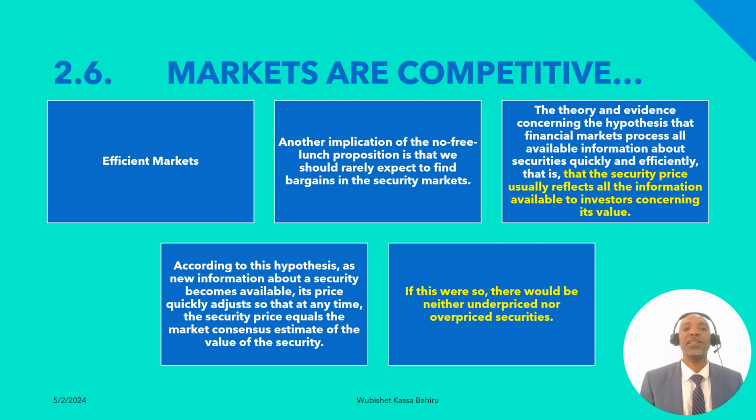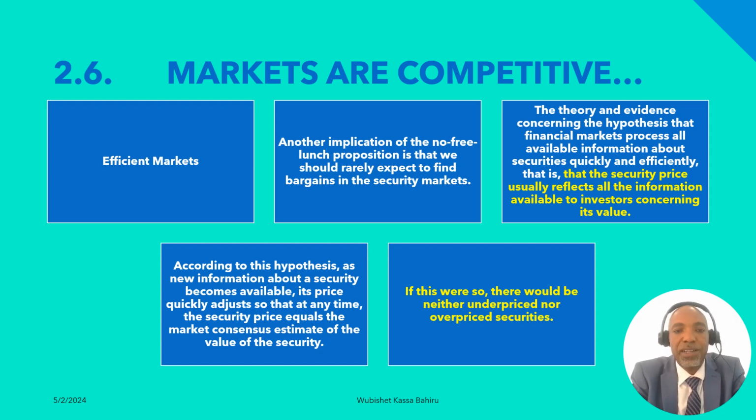The second important thing is that the market is assumed to be an efficient market, which is another implication of the no-free-lunch proposition: we should rarely expect to find bargains in the security market. The theory of efficient markets says that financial markets process all available information about the security quickly and efficiently. That is, the security price usually reflects all the information available to investors concerning its value.